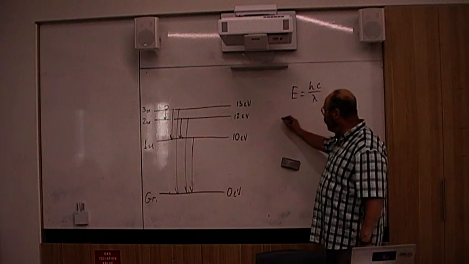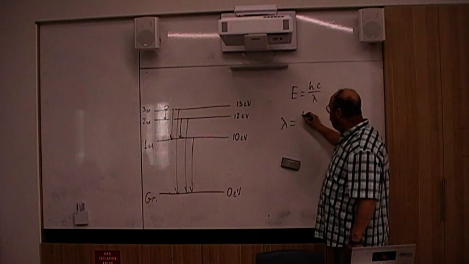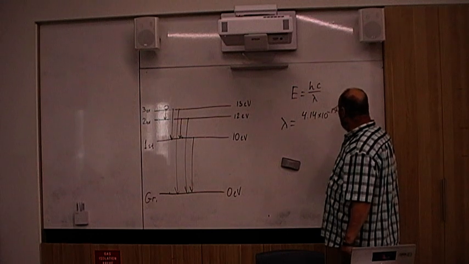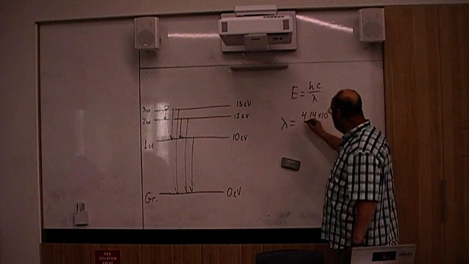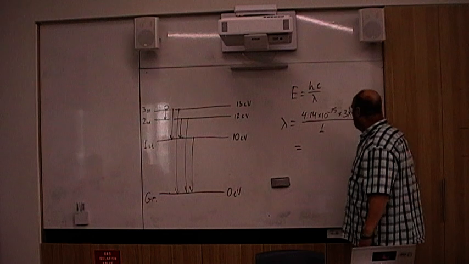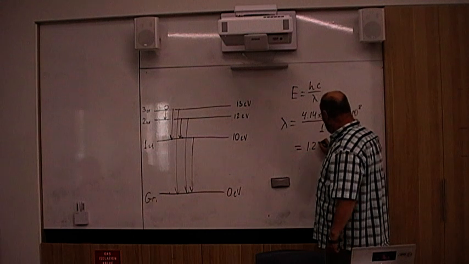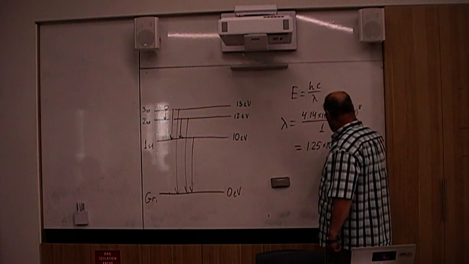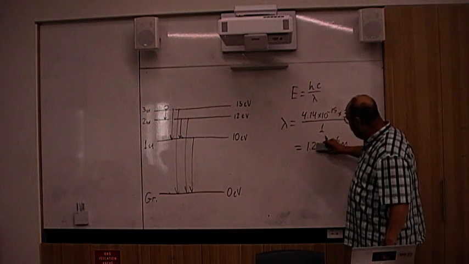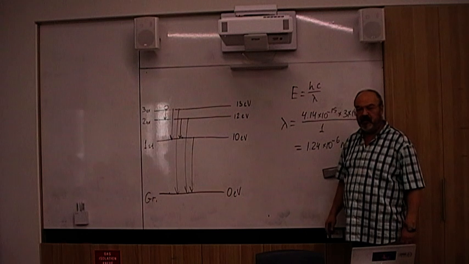Can you please calculate its wavelength? The wavelength will be equal to hc over energy: 4.14 times 10 to the negative 15 times 3 times 10 to the power of 8, divided by 1. That is pretty much 12.4 times 10 to the negative 7, or 1.24 times 10 to the negative 6 meters. That will be the longest wavelength emitted for this particular atom.